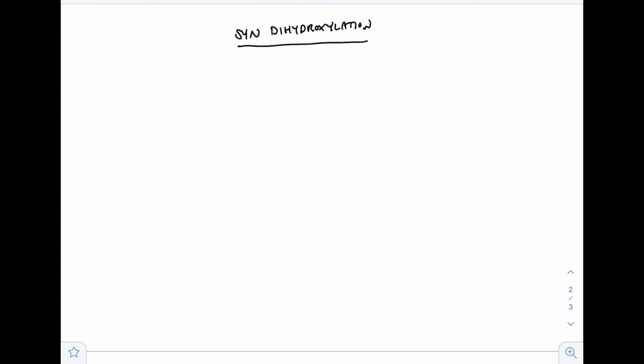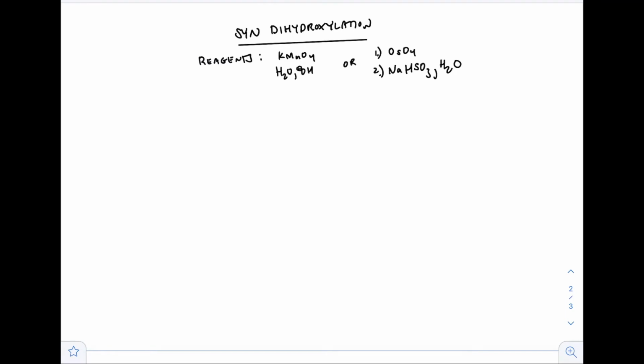So dihydroxylation, or syn dihydroxylation, can be done using a couple different reagents. Okay, so I'll lay them out for you first, and then we'll take a look at the mechanism. So KMnO4 with water and hydroxide. You've seen this before. This is potassium permanganate. You probably saw it in general chemistry, but we can also use osmium tetroxide with sodium bisulfite and water. Okay, they do the same thing, but they have their advantages or disadvantages. So it just depends what you're trying to achieve in the lab or your resources.